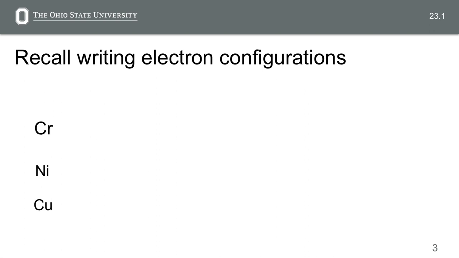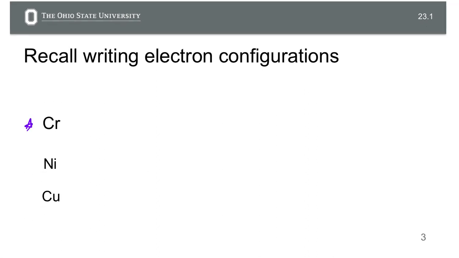We're going to start with nickel because chromium and copper are both exceptions to the normal rule for writing electron configurations. I believe this is chapter 6 in your textbook, unless it changed from the last time I taught this. So take a look at that if recalling how to write electron configurations is a bit challenging. So again, let's start with nickel.